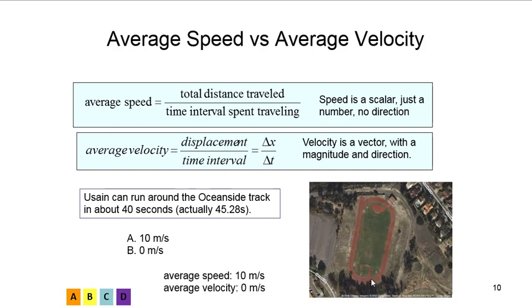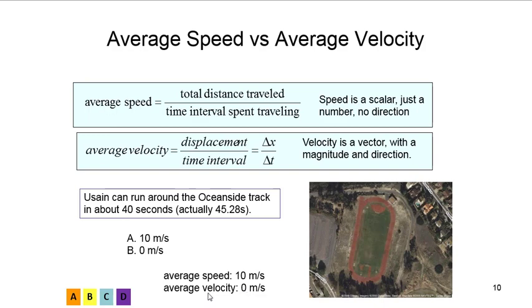Because on average, the time when he was running in this direction gets canceled out by the time that he was running in this direction. Because velocity, we care about not just how fast you're going, but also what direction you are going. The times when he's running in this direction get canceled out by the times he's running in this direction. So on average, his velocity was 0 meters per second. Don't let that freak you out. That doesn't mean that he was standing still.